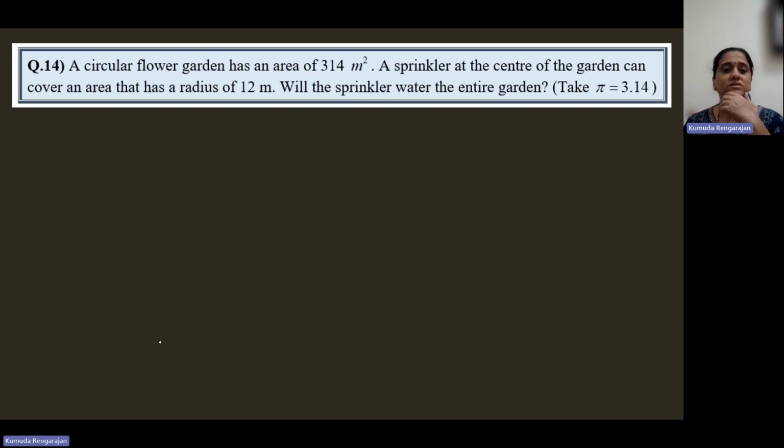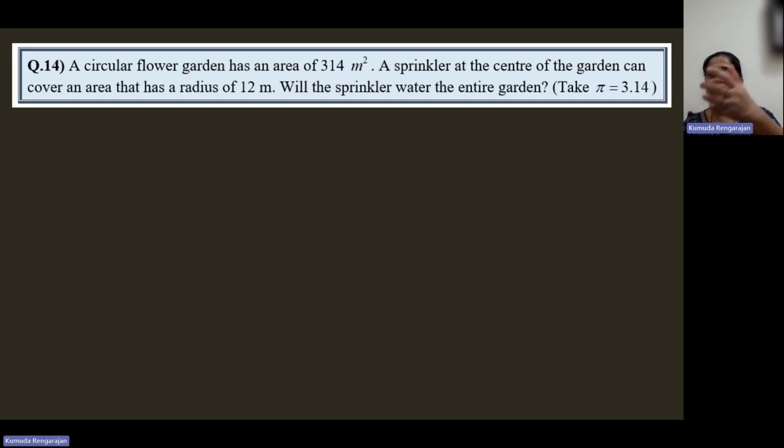A circular flower garden has an area of 314 meters square. So pi r square is equal to 314. A sprinkler at the center of the garden. So we must have seen, in a park, there's a sprinkler to water the plants and to save water.